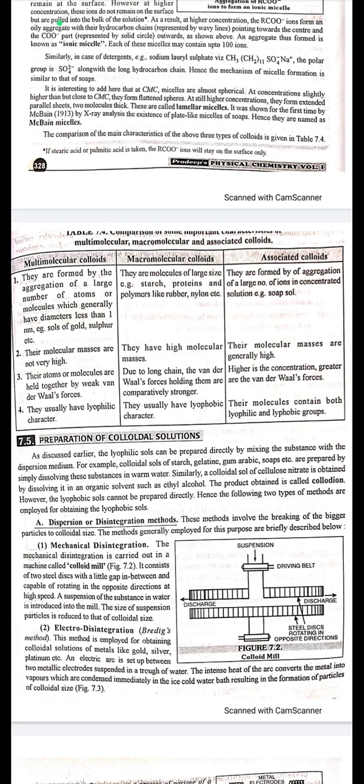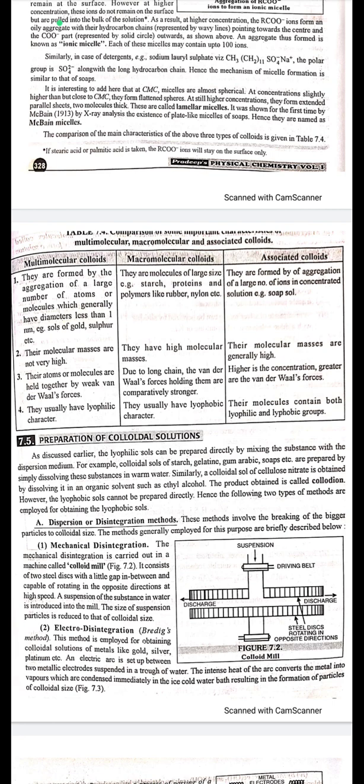Associated colloids. They are formed by the aggregation of a large number of ions in concentrated solution. Example: soap solution. Their molecular masses are generally high. Higher the concentration, greater are the van der Waals forces. Their molecules contain both lyophilic and lyophobic groups.